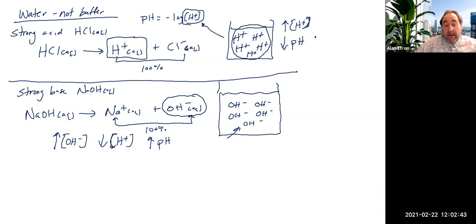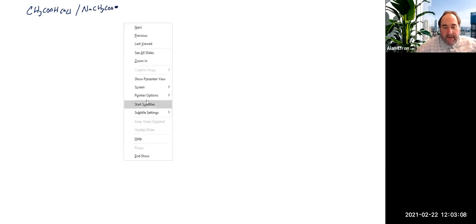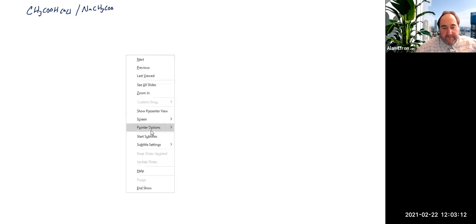Okay, so then let's talk about what happens if we take these same two things, but we add them to something that actually is a buffer. So let's use the most common buffer that everybody loves, which is, we'll go with acetic acid and sodium acetate. So we have an acetic acid and sodium acetate buffer. And this is definitely a buffer in this situation.